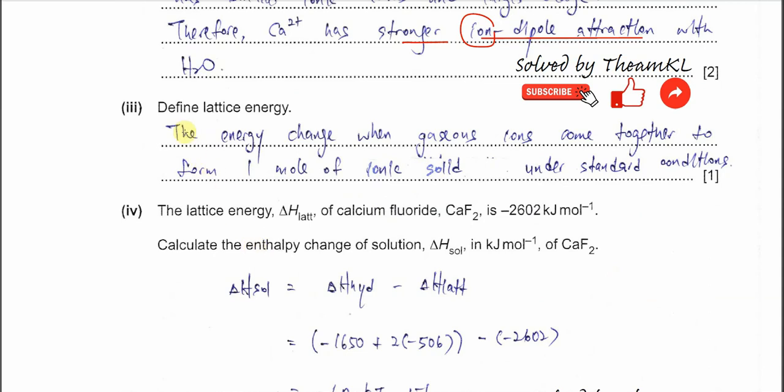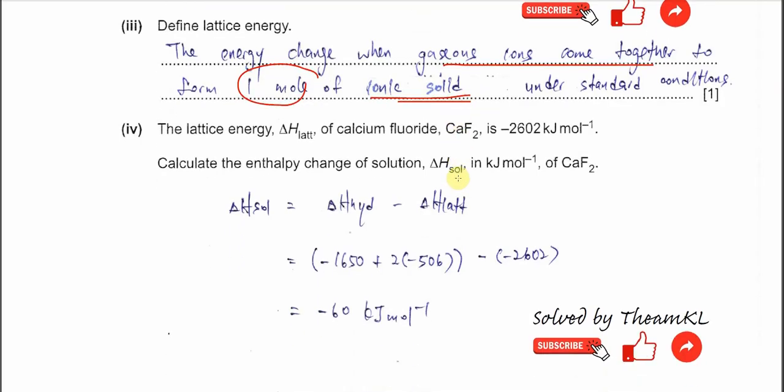Okay, part 3. Define lattice energy. The energy change when gaseous ions come together. Lattice energy is always the reaction between the gaseous cation and the gaseous anion. Eventually they will form 1 mole of ionic solid. So that's the thing you must put: gaseous ions that form 1 mole of ionic solid under standard conditions.